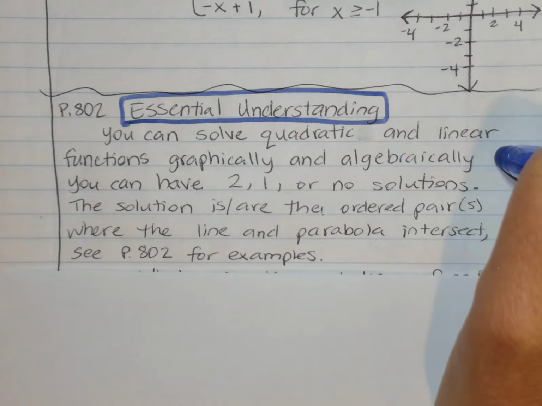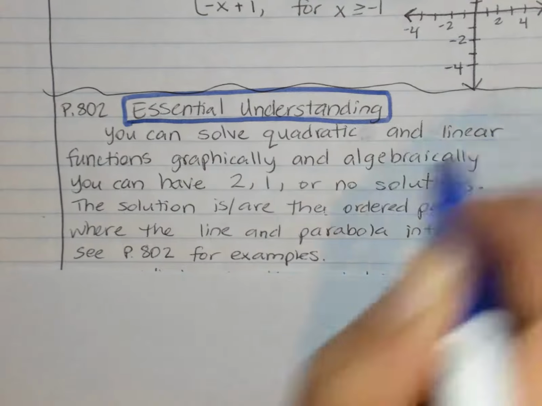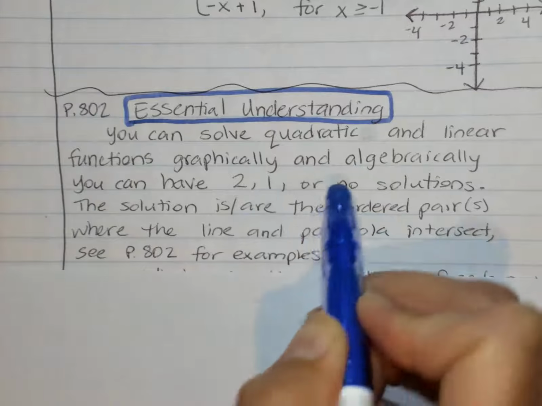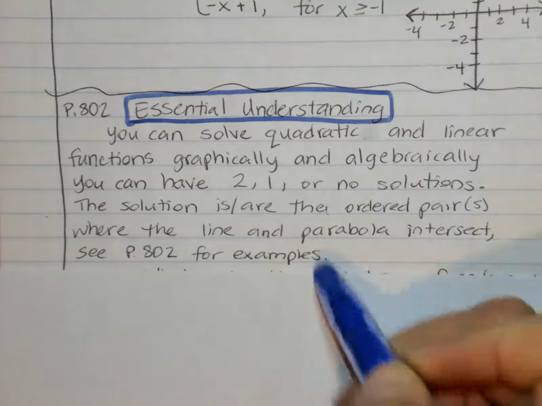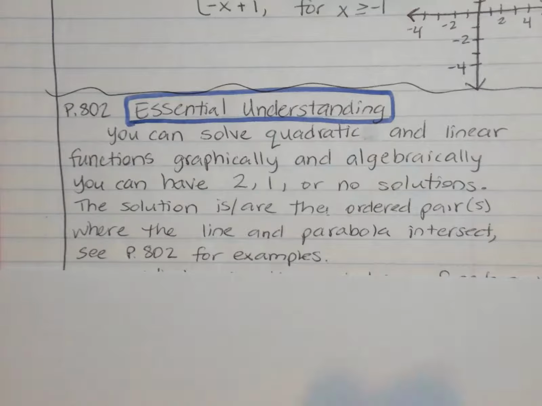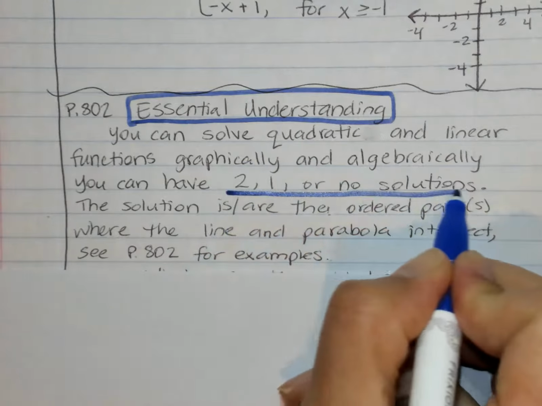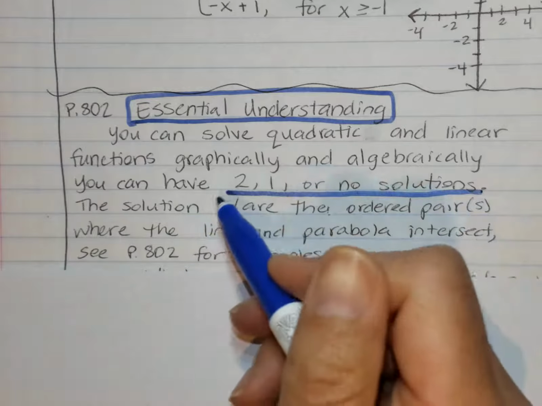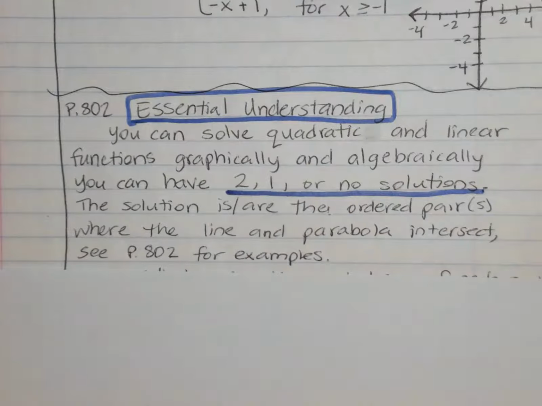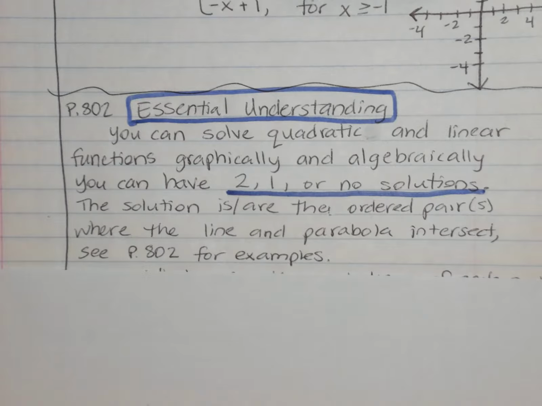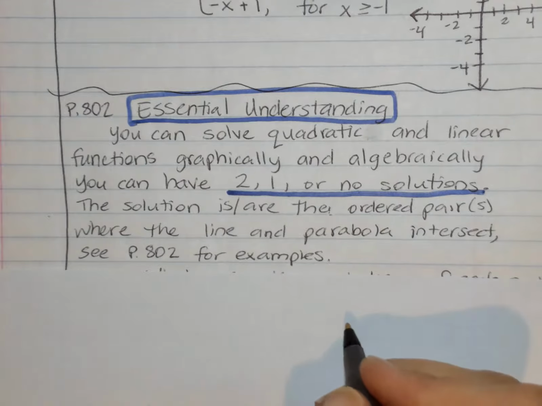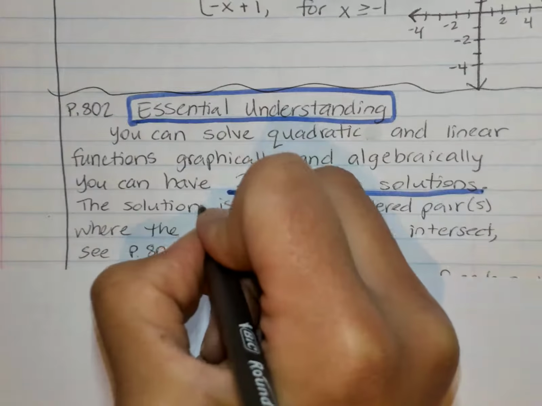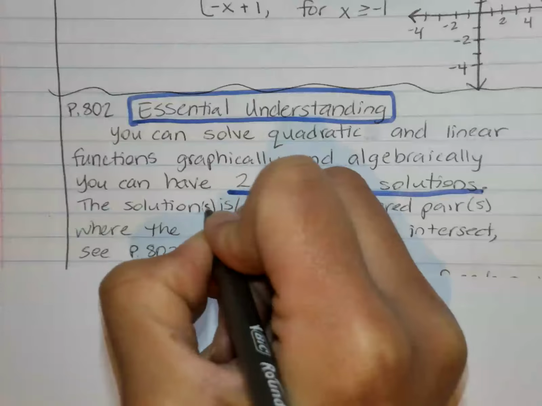So it's going to be pretty similar. So try to remember that prior knowledge that you learned from Math 1, how to solve by graphing, substitution, or elimination. You can have 2, 1, or no solutions. Let me underline that: 2, 1, or no solutions. The solution is, or there might be more than one, so then the solutions are the ordered pairs where the line and parabola intersect. So there might be more than one solution, there could be two.